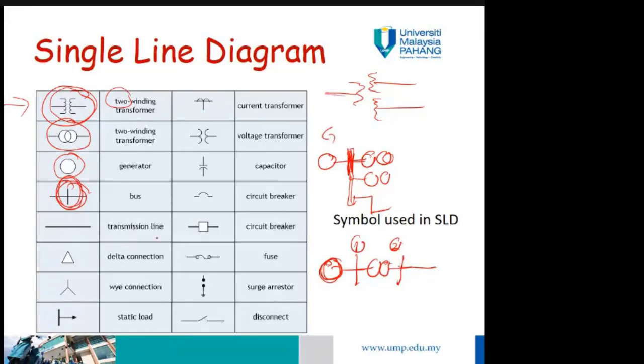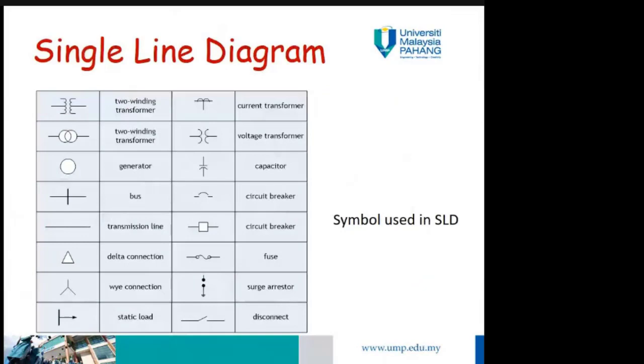Then the transmission line. In power system, a transmission line only uses a straight line like this. Usually, if we look at the transmission line tower, we have a three-phase double circuit line like this. The transmission line is hanging on the transmission line tower. Maybe you can see it nearby the substation and so on. So this transmission line cable can be represented by a straight line like this.